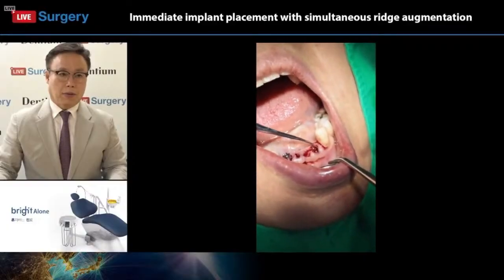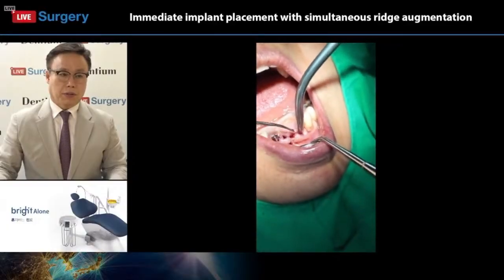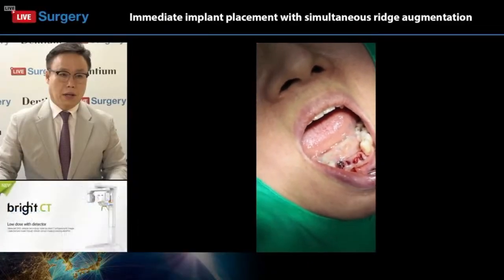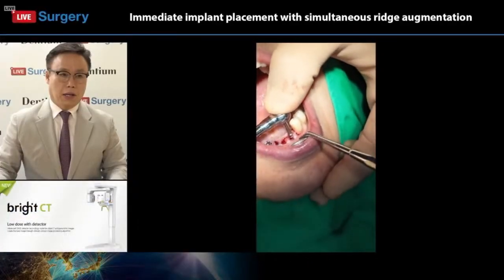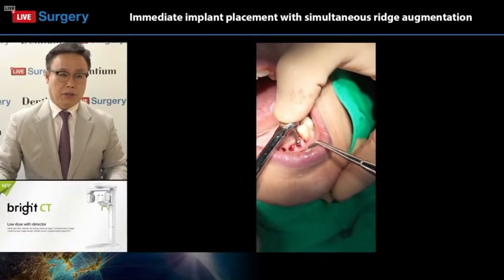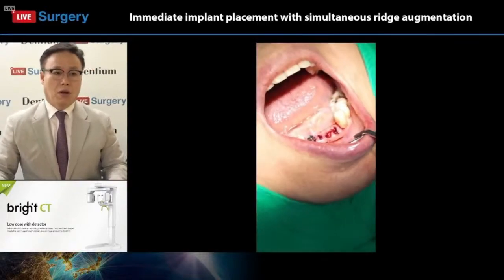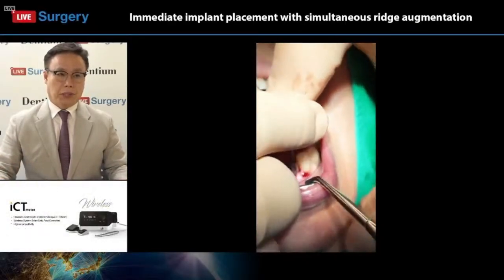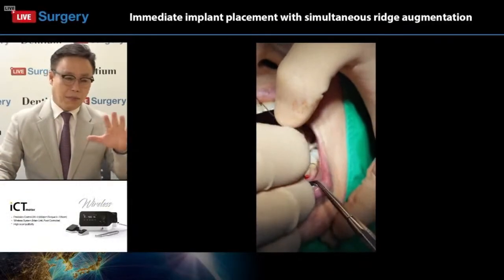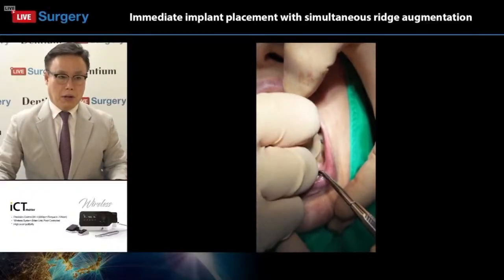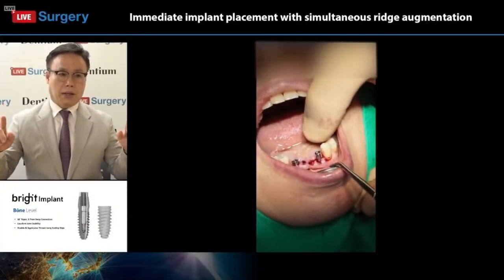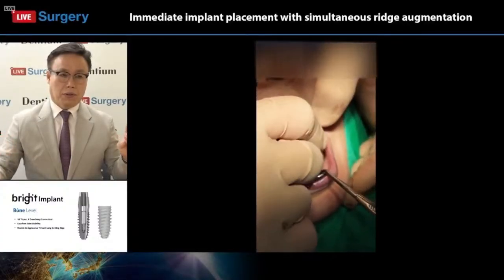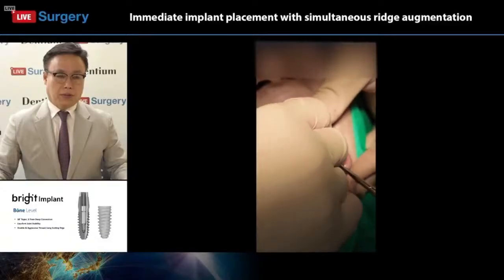And also evaluating the extraction socket. For the remaining extraction sockets in 41 and 31, we're going to apply the bone graft for the ridge preservation technique, and we're going to use that space for the pontic area. So we are planning to make a crown and bridge for the restoration design.